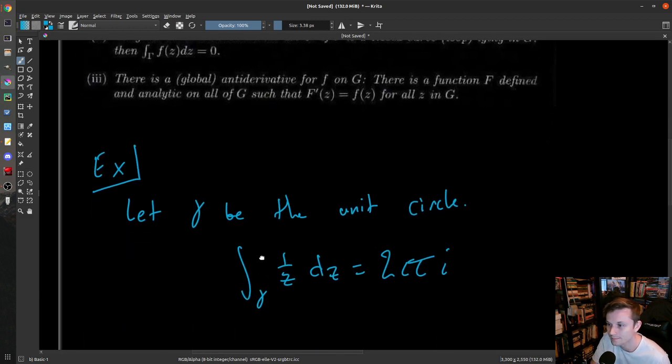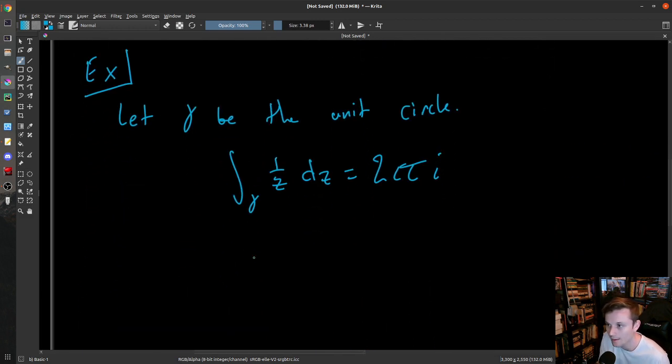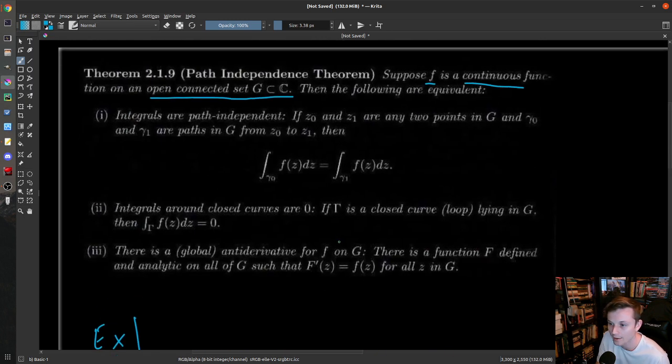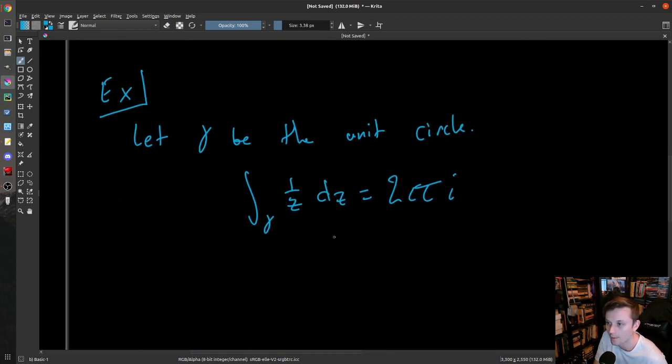Mainly, we were like, crap, this seems like this is wrong or something, right? It feels like 1 over z should have an antiderivative, right? Because it should be the log, right? Logarithm. Well, the issue here is that we're not getting a global antiderivative on the appropriate open connected set.